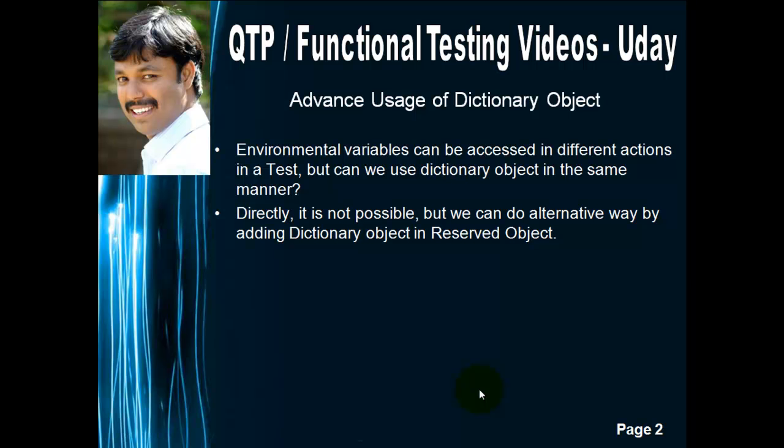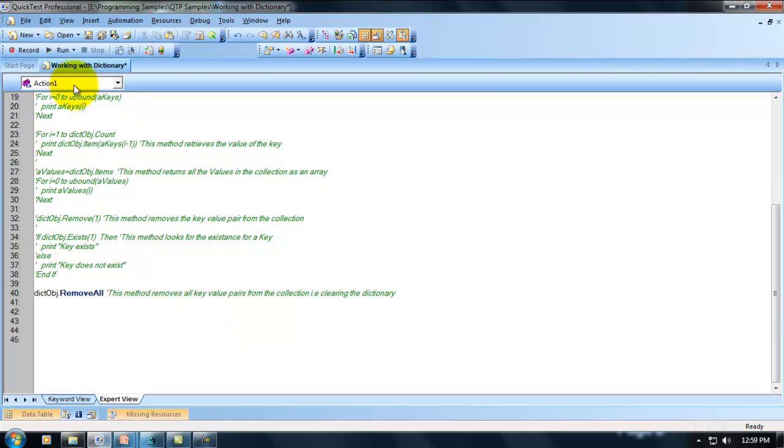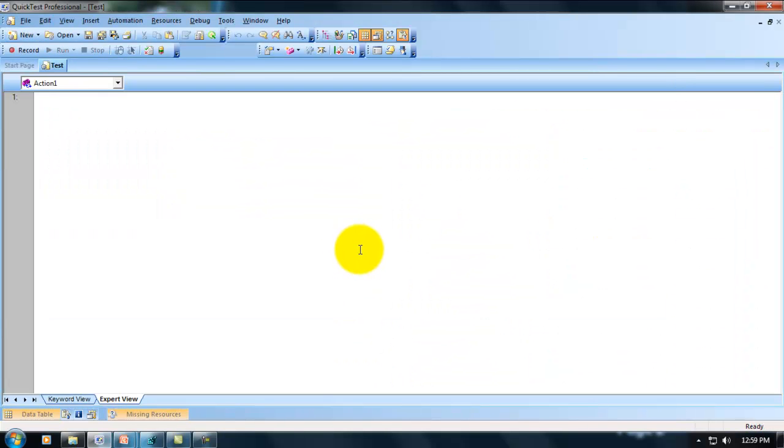So what I would like to cover in my next slide is, for example, if you want to declare one variable in one action, and that variable you want to use in different actions, right? So how can you do that? What are the different ways that we can do this? For example, if you use environmental variables, if you declare it in one action, it can be accessible in different actions.